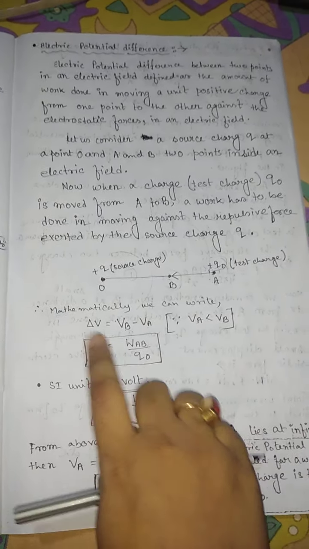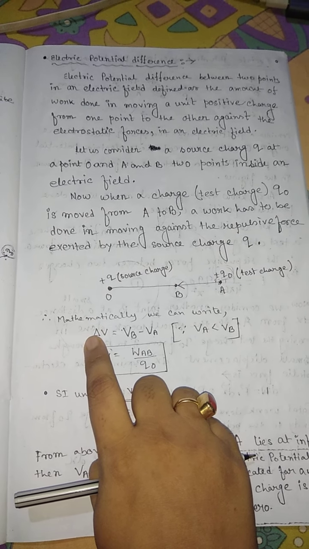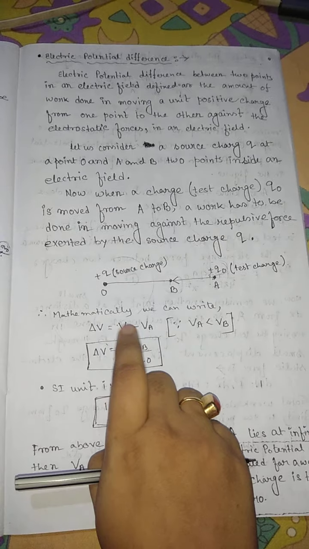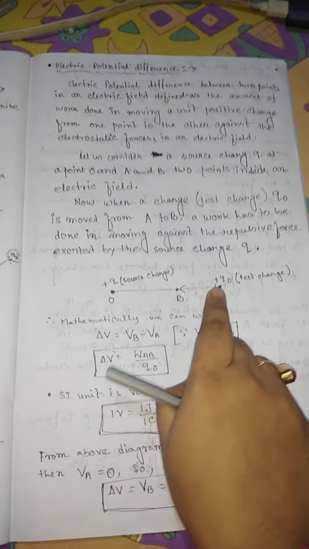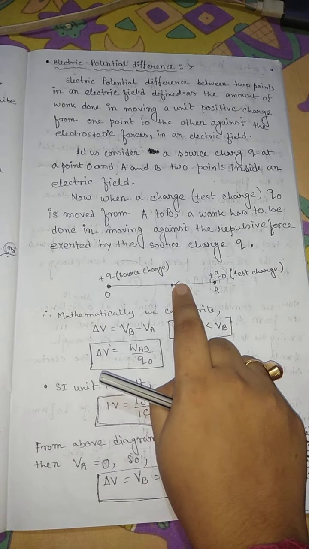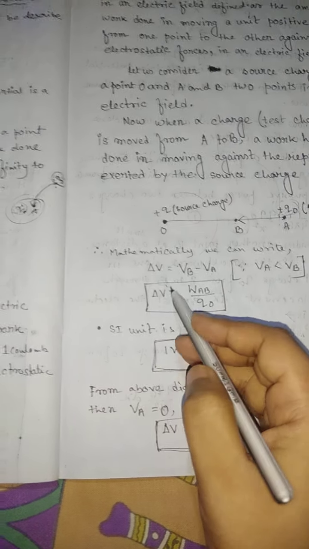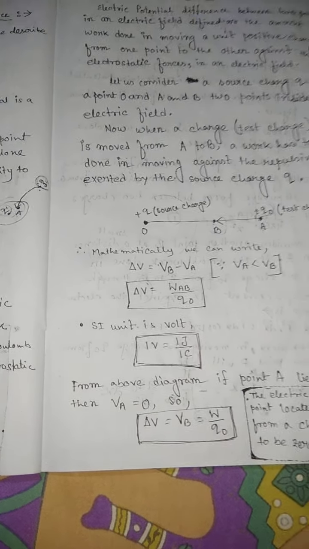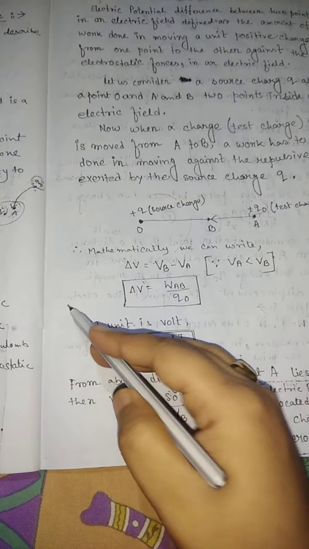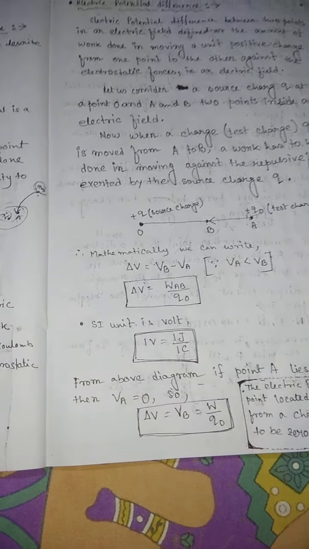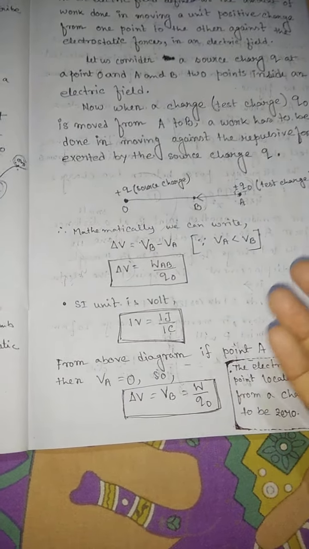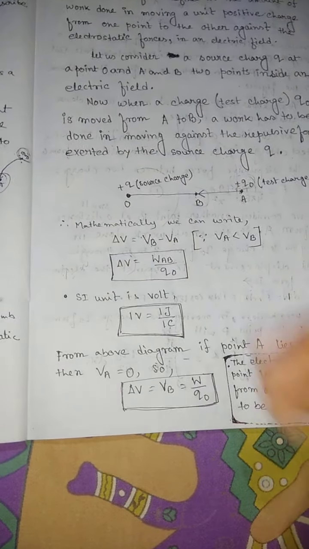Okay, so delta means the difference. So delta V equals VB minus VA, that is equal to work done along A to B, WAB, by test charge Q0. So we see that these two formulas are equal. Just here we denoted by delta V and here only V. But when we solve any numericals, we ignore this delta. Directly we write V equals W by Q naught. And the same, the SI unit is volt. 1 volt equals 1 joule per coulomb.